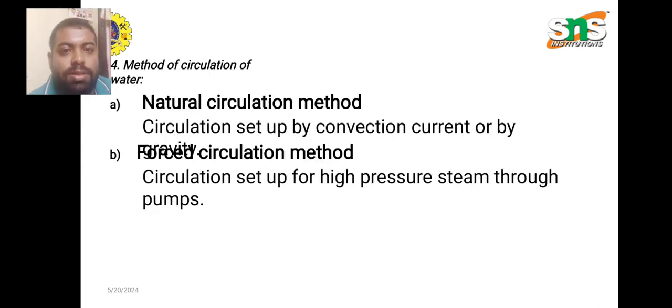Based on the method of circulation of water, there are two methods: natural circulation method and forced circulation method. In natural circulation, circulation is set up by convection currents or by gravity. In forced circulation, circulation is set up for high pressure steam through pumps.